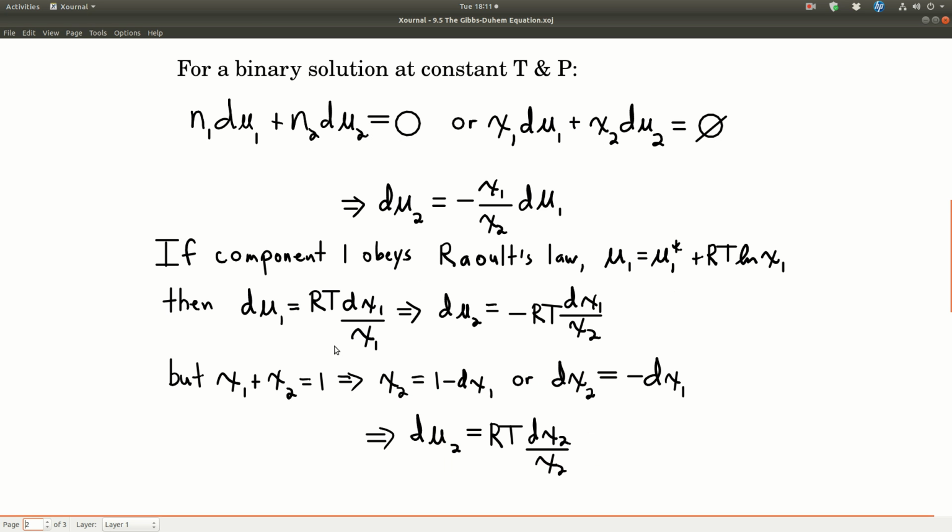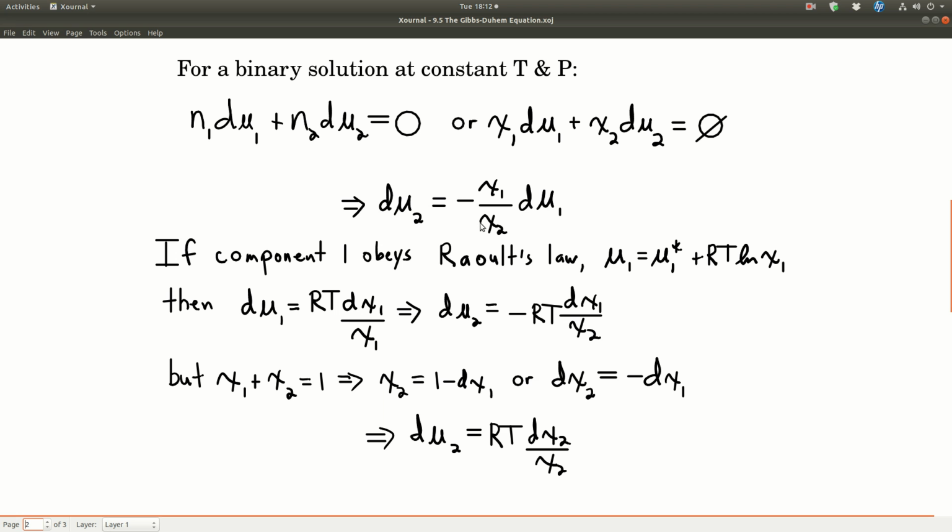So for a binary solution, only two components at constant temperature and pressure, the Gibbs-Duhem equation looks like N1 d mu sub 1 plus N2 d mu sub 2 equals 0. Or we can write this in terms of mole fractions also: mole fraction of 1 d mu sub 1 plus mole fraction of 2 d mu sub 2 equals 0. The mole fraction is the moles divided by the total moles, so if we divide both sides by N total, 0 over N total is still 0, and we get the mole fractions. Rearranging a little bit, we get d mu sub 2 equals negative mole fraction of 1 over mole fraction of 2 times d mu sub 1.